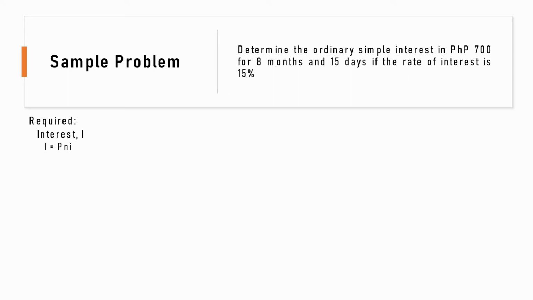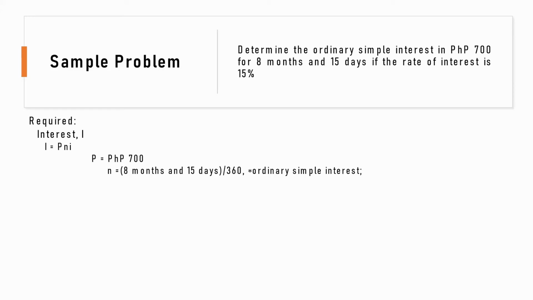Yung P, yung principal, ay 700 pesos. N, ibig sabihin yung number of periods yun. So, number of periods at yung 15% na rate of interest is annual. Kapag hindi sinabi kung ano yung rate of interest, kung kailan siya nagte-take effect, i-assume natin na annual yun. So, annual rate of interest. So, lagay natin na N is equal to 8 months and 15 days over 360. Ibig sabihin nun, fraction lang nung 360 days yung nagdaan dahil nga 8 months and 15 days.